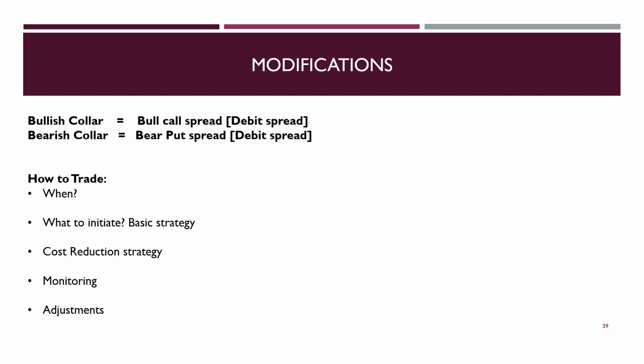Now the entire process will be divided into these 5 parts. So we'll proceed this way. First thing is when to use the strategy. What strategy to initiate, what will be our basic strategy, how we'll do the cost reduction of the strategy, how we'll monitor the strategy, and finally the adjustment part when any side break even level is tested.